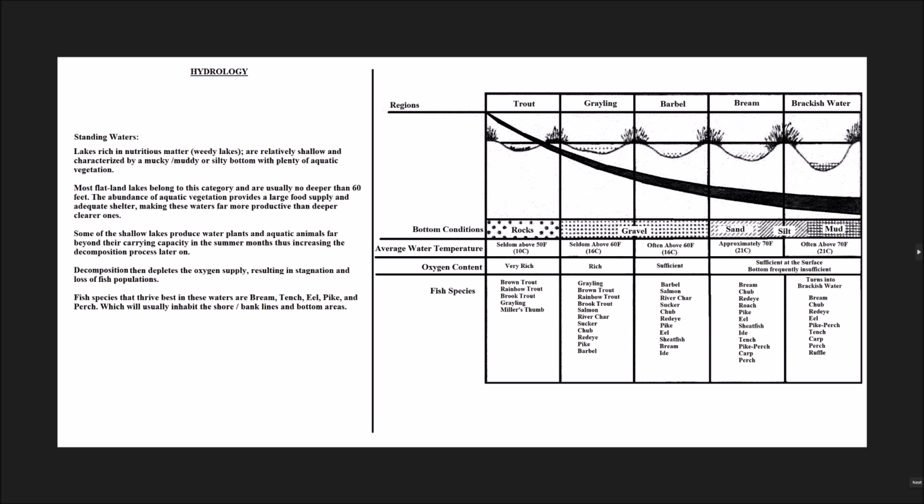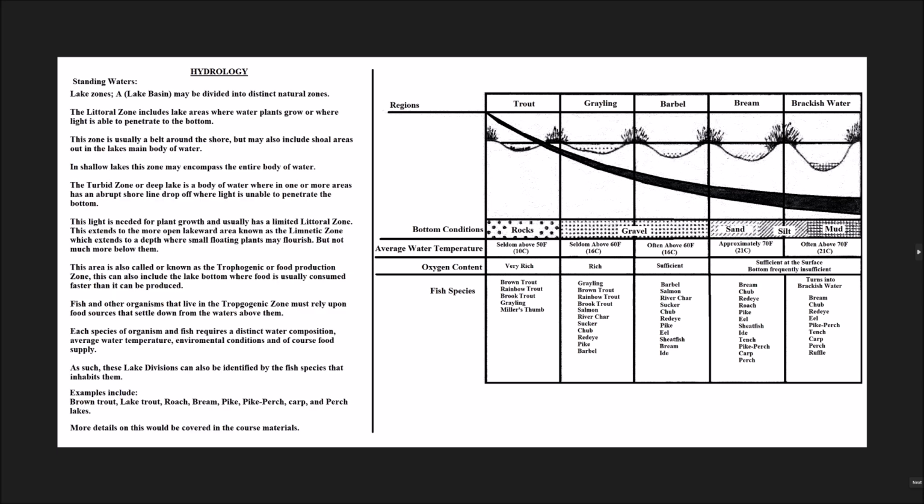The abundance of aquatic vegetation provides a large food supply and adequate shelter, making these waters far more productive than deeper, clearer ones. Some of the shallow lakes produce water plants and aquatic animals far beyond their carrying capacity in the summer months, thus increasing the decomposition process later on. Decomposition then depletes the oxygen supply, resulting in a stagnation and loss of fish populations. Fish species that thrive best in these waters are bream, tench, eel, pike, and perch, which will usually inhabit the shore bank lines and bottom areas.